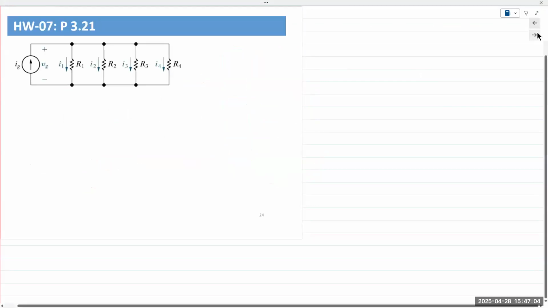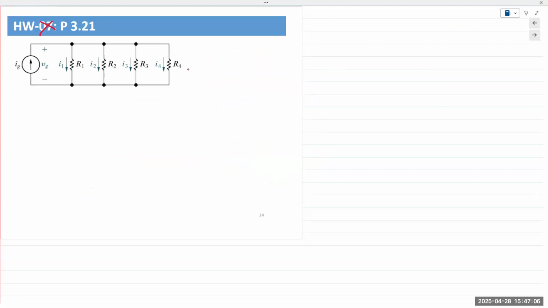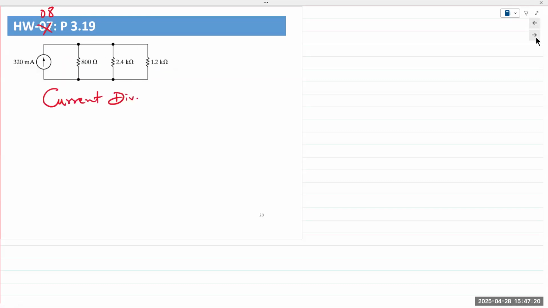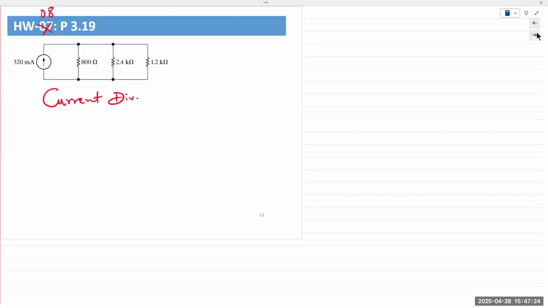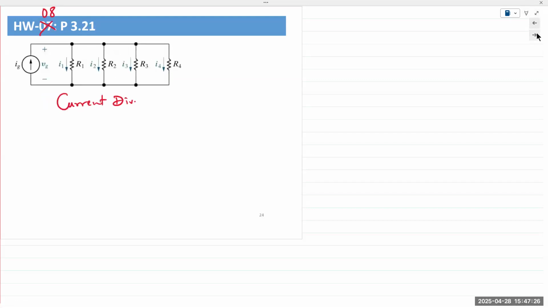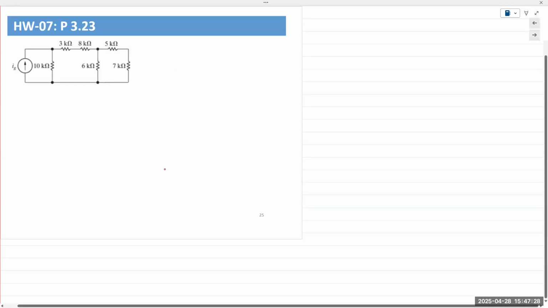The next one, however, requires a little bit of thinking. It's just a few additional steps. Again, not much. Sorry, not this one. This one is also a straightforward application of current division. So I believe 3.19 and 3.21 are straightforward. And then 3.23, that requires a little bit of thinking.